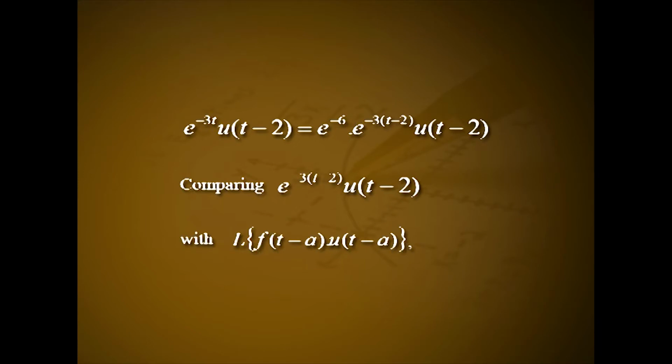Therefore, e raised to minus 3t into u of t minus 2 is equal to e raised to minus 6 into e raised to minus 3 into t minus 2 into u of t minus 2. Comparing e raised to minus 3 into t minus 2 into u of t minus 2 with f of t minus a into u of t minus a, we get a is equal to 2 and f of t is equal to e raised to minus 3t.